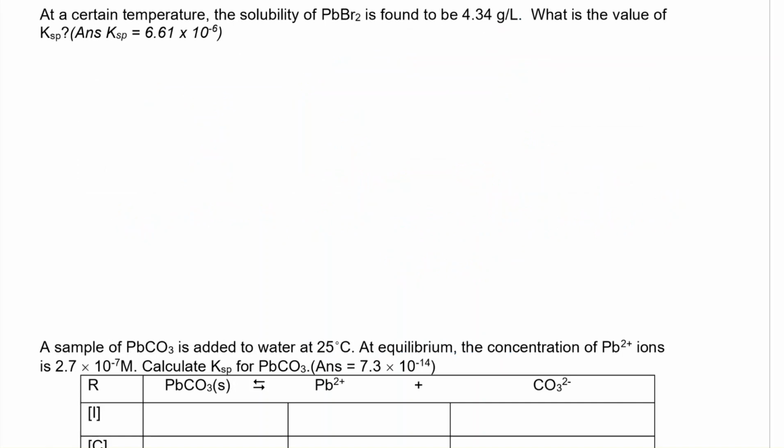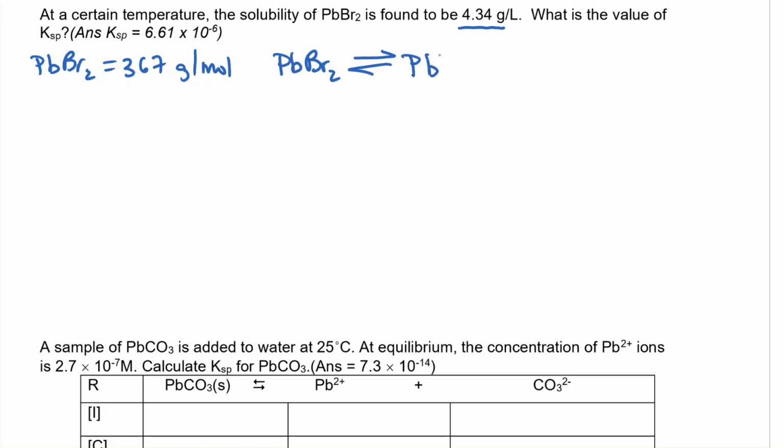This problem is the same type, just a little more challenging, because instead of giving us the molar concentration, they gave us the number of grams per liter, which means we're going to have to convert grams to moles. So I've already calculated the molar mass of PbBr2. The molar mass of that is 367 grams per mole. We will need that. We know that we're going to need our Ksp expression, so let's go ahead and write out what is happening as the lead 2 bromide dissolves. So we'll have the lead ions plus 2 of the bromide ions.